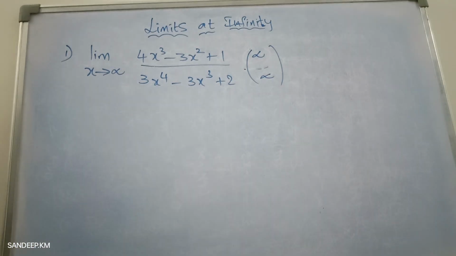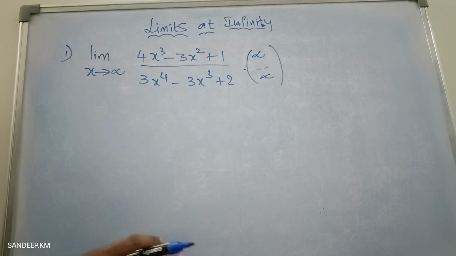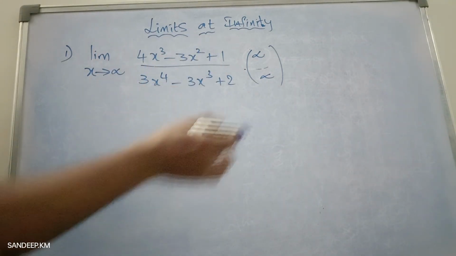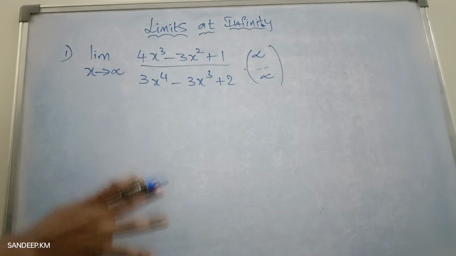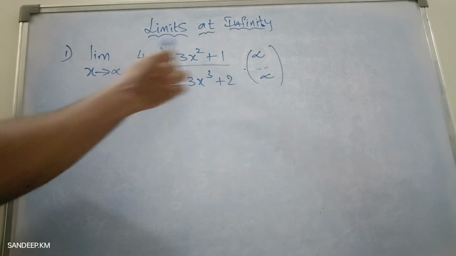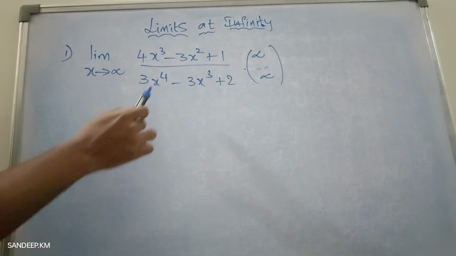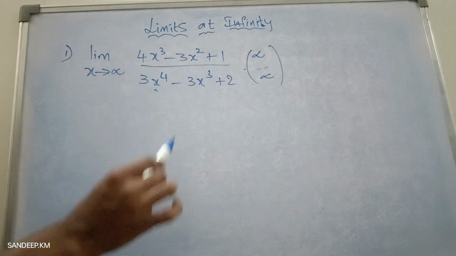Generally, in the problems of limits at infinity, the given function will be in the form of infinity by infinity. Anyhow, let us see how to solve this particular question. Very simple. What is the highest power of x in the numerator and denominator? x power 4, correct or not? So divide the numerator and denominator by the highest power of x.